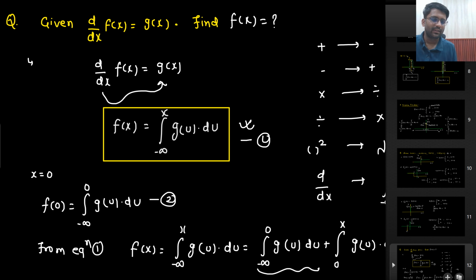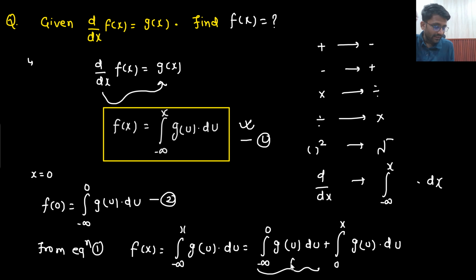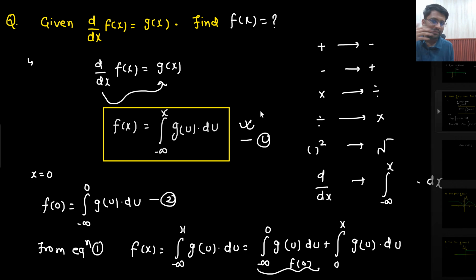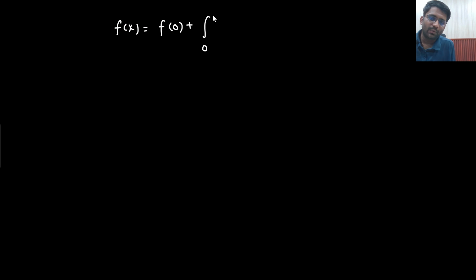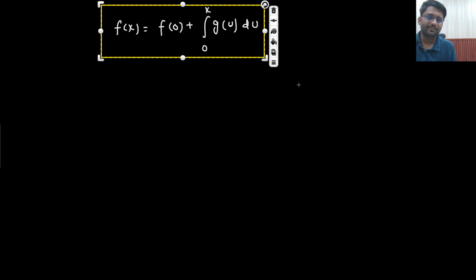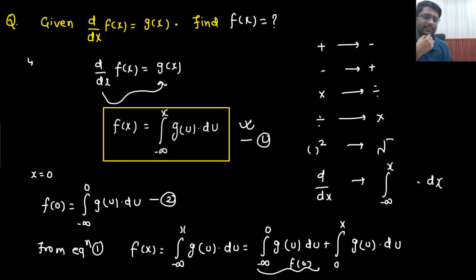So what you are getting from here, let's add another page. f(x) is coming out to be f of 0 plus the integral from 0 to x of g of u du. This is nothing but f of 0 only. You see equation 2, minus infinity to 0 of g of u du, that is f of 0 only. This is another answer that you are getting. This was the first answer, this is another answer.